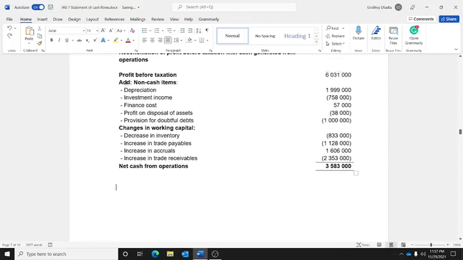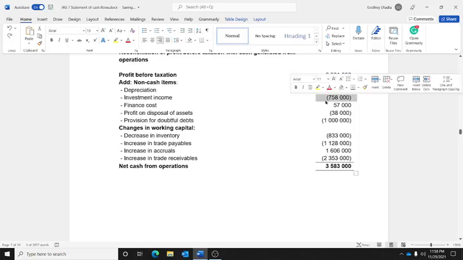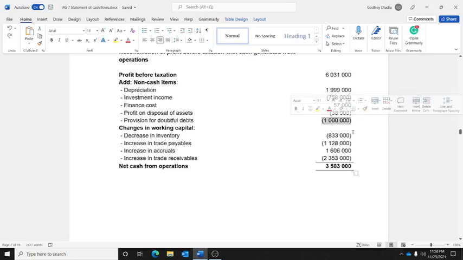Then what we want to do is add back the non-cash items. Remember, by the time we are here, we've already minused depreciation, so we put it back because it's non-cash. We've already added investment income, we minus it. We've already taken out the finance charges, we put them back. We've added this in income, we take it out. We've also added it in income, we take it out.